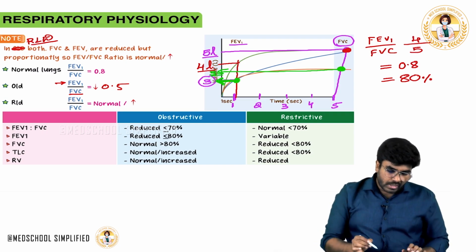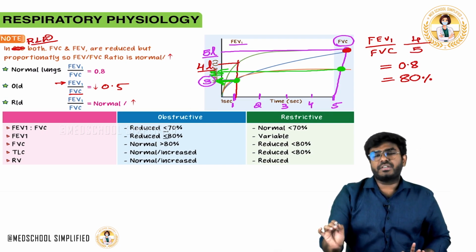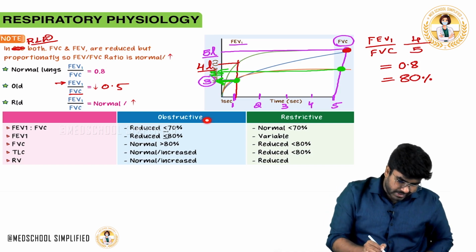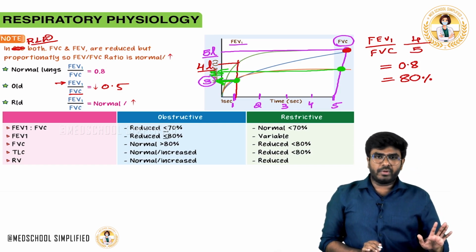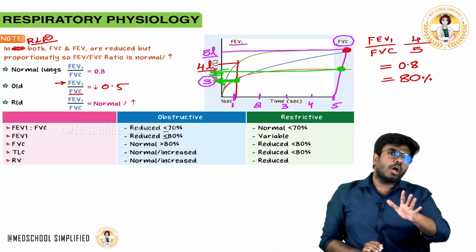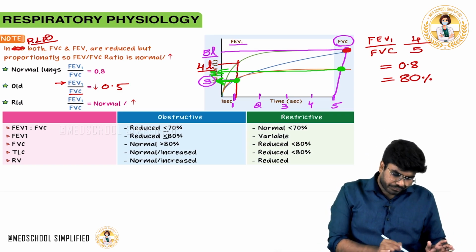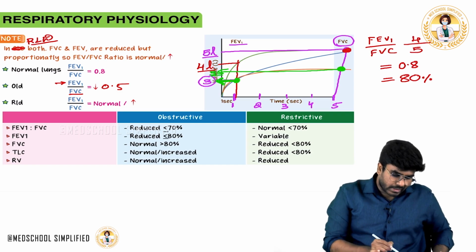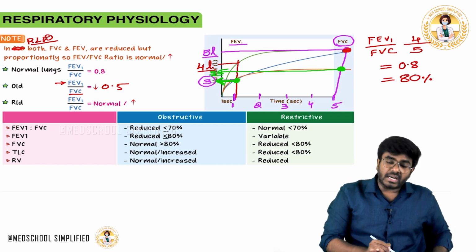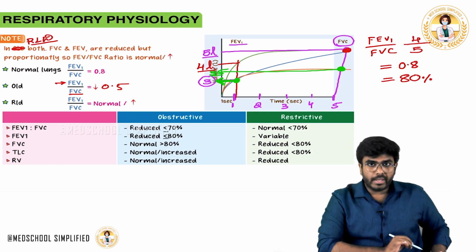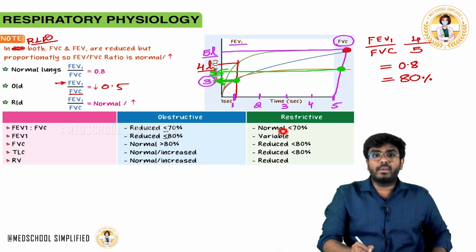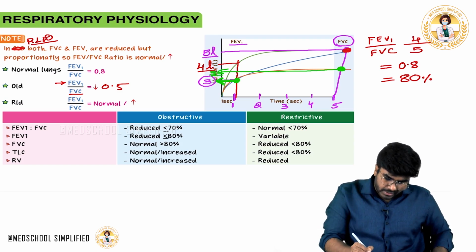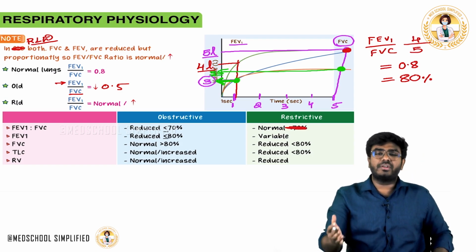Now let's see the differences between obstructive and restrictive lung diseases. In obstructive lung diseases, we have discussed that the FEV1 by FVC ratio is reduced. What is normal? 70 to 80% is the normal range. In obstructive lung diseases, the FEV1 by FVC ratio is going to be reduced, less than 70%. In restrictive lung diseases, the FEV1 by FVC ratio is normal, somewhere around 70 to 80%.